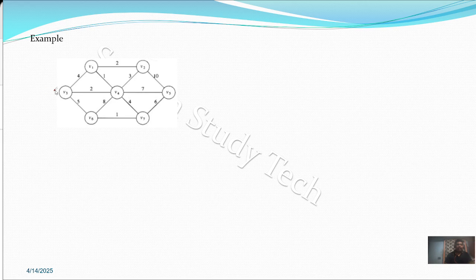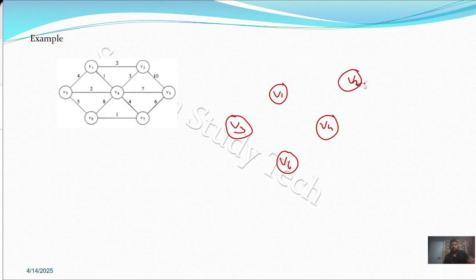So here we can draw the vertices. V3 is one vertex, V1 is another vertex, and V6, V4, V2, and this is vertex 5, vertex 7. So these are the vertices.